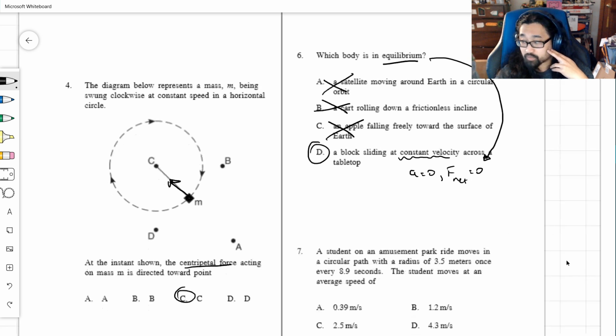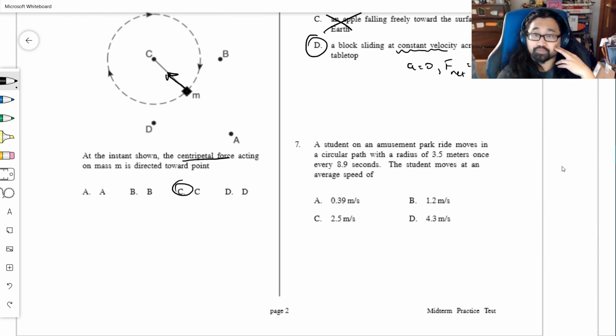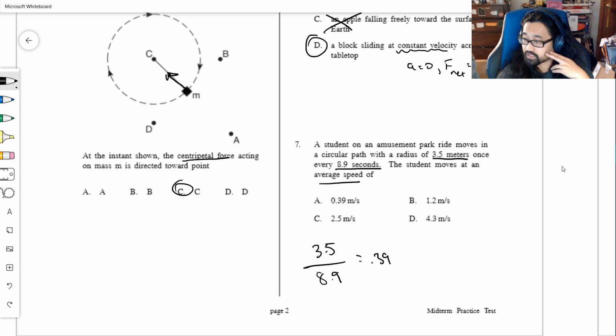Number 7 got some of you. Y'all saw 3.5 meters. Y'all saw 8.9 seconds. Y'all saw average speed. 3.5 divided by 8.9 equals 0.39, and you circled question A, but that is wrong. The reason that's wrong is because right here, it's a circular path. It means that this student is traveling like this, and this distance is 3.5, but they're traveling the outside of the circle.